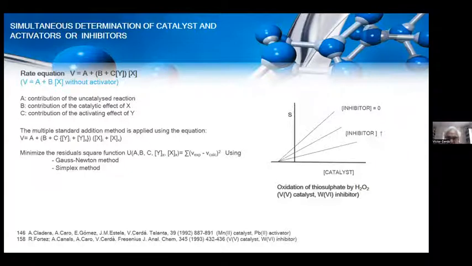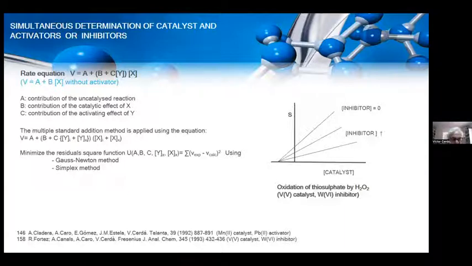or inhibitor. For example, the oxidation of thiosulfate by hydrogen peroxide, this reaction is catalyzed by vanadium-5, but wolframium-6 has a behavior as an activator. Without wolframium-6, you have this slope, and with the presence of different quantities of wolframium-6, you can see that the slope is decreasing.